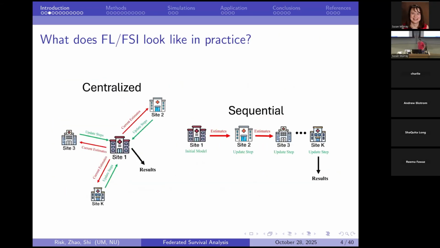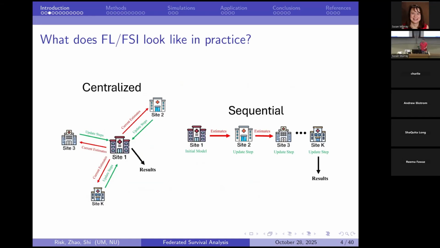So in terms of what federated statistical inference looks like in practice, there's a variety of types of algorithms that you'll see. One type is centralized algorithms, where one site gets appointed as the central or main site in the analysis, and it's going to be the site that is processing all of the main update steps to the model.